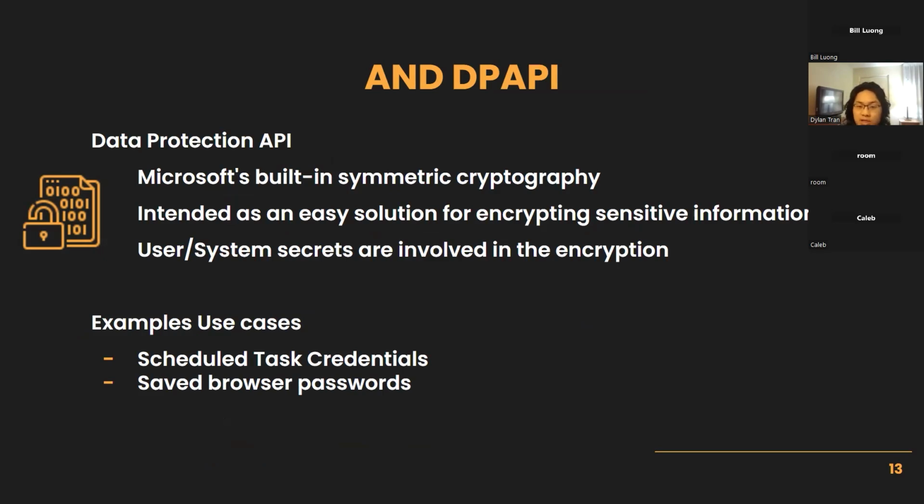The way the encryption actually works is it is derived from some user and system information that gets put into the encryption process. So basically, it is reversible if we have a high enough privilege or if we're in the right context. We'll go into that later.